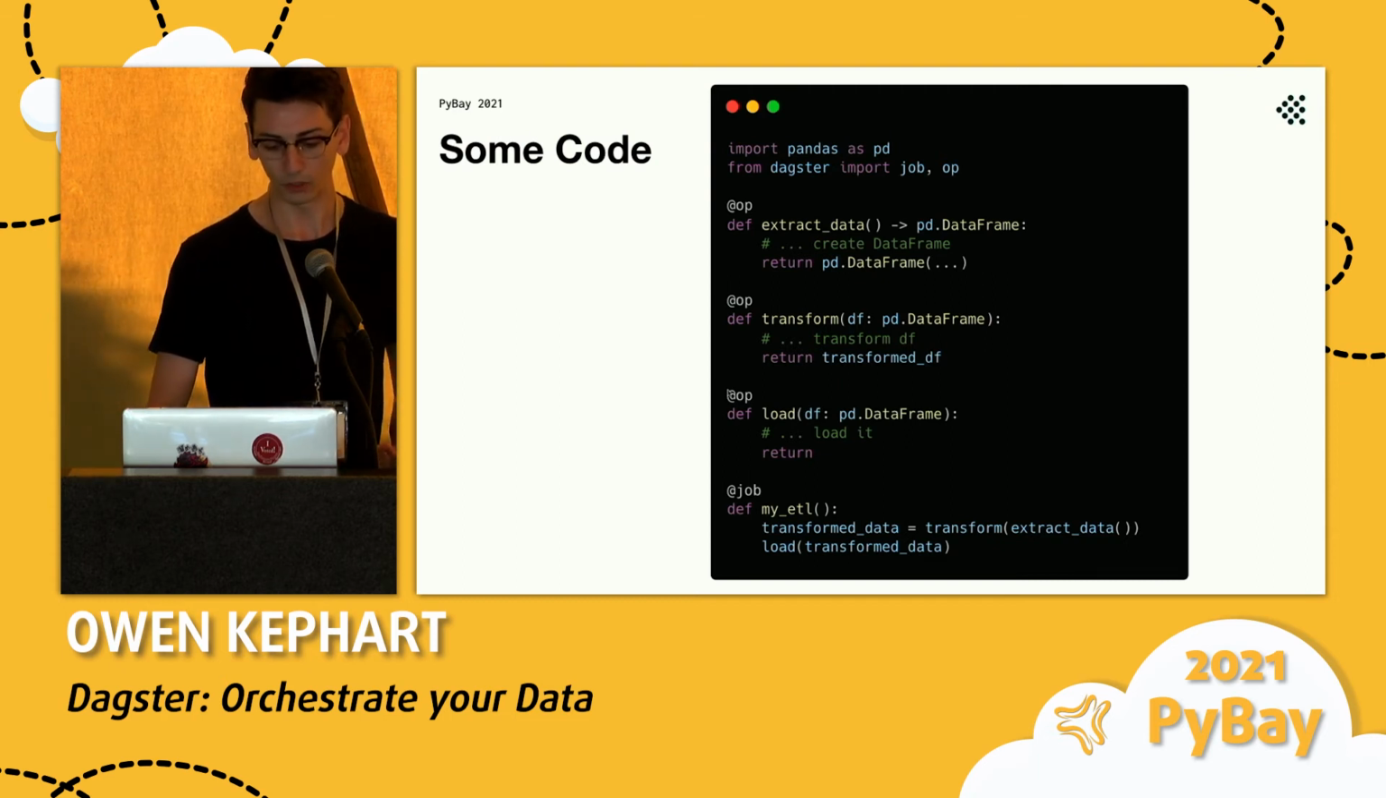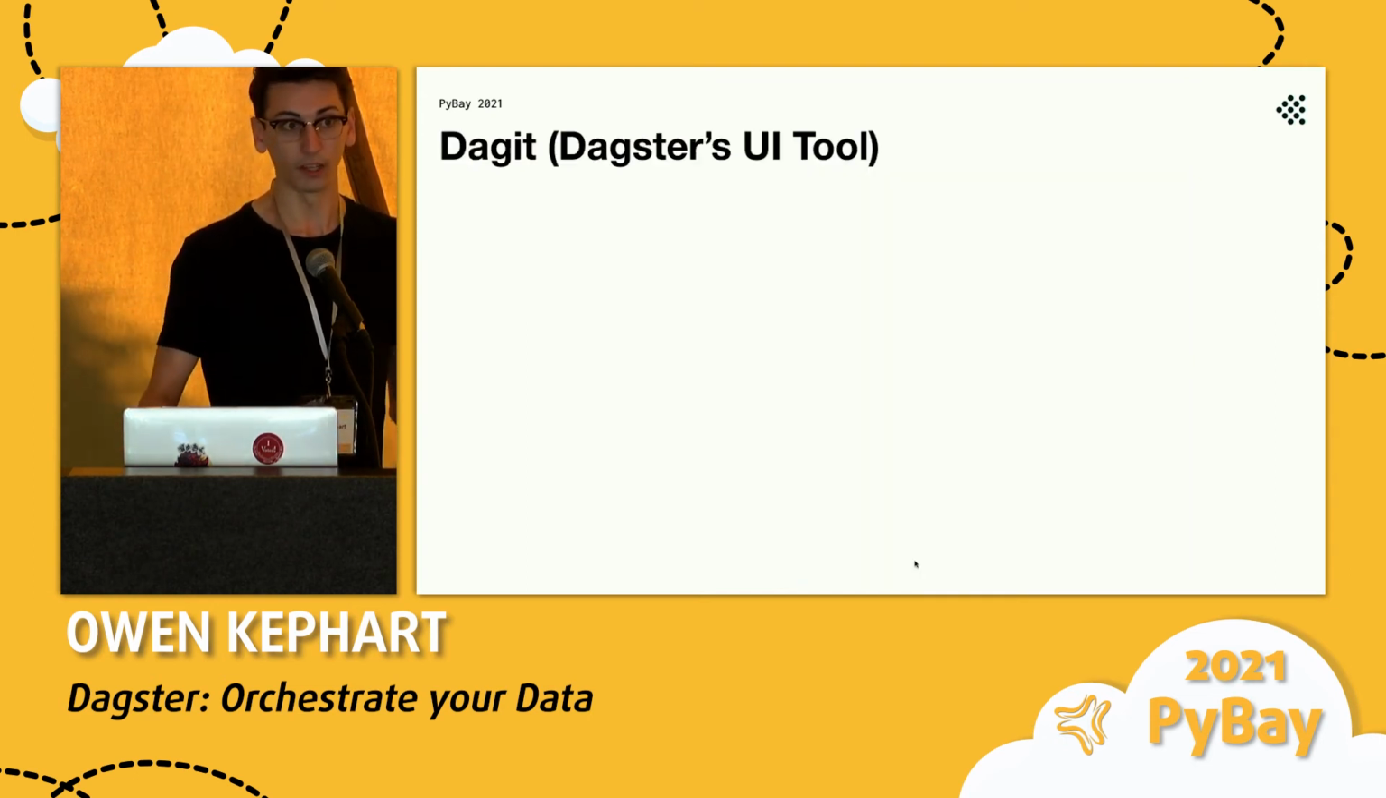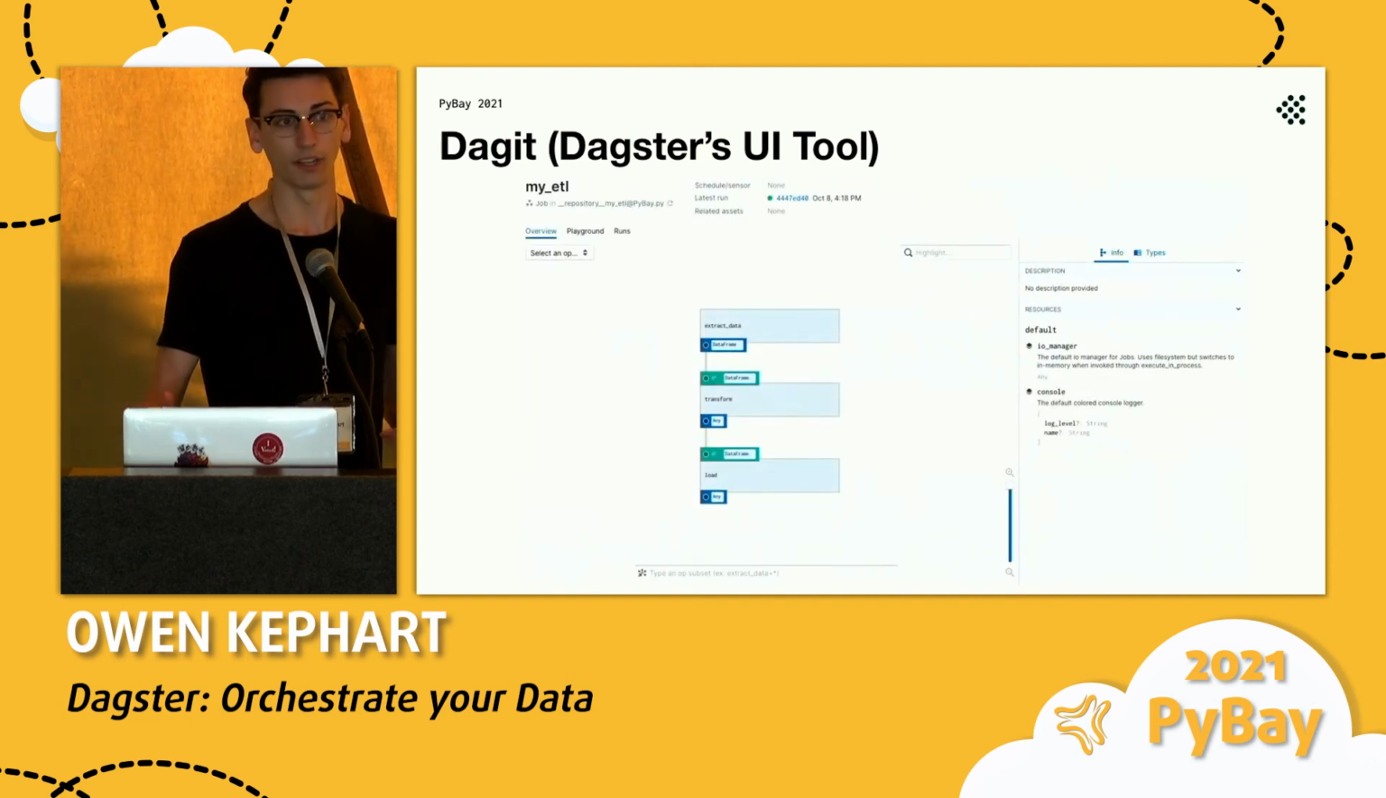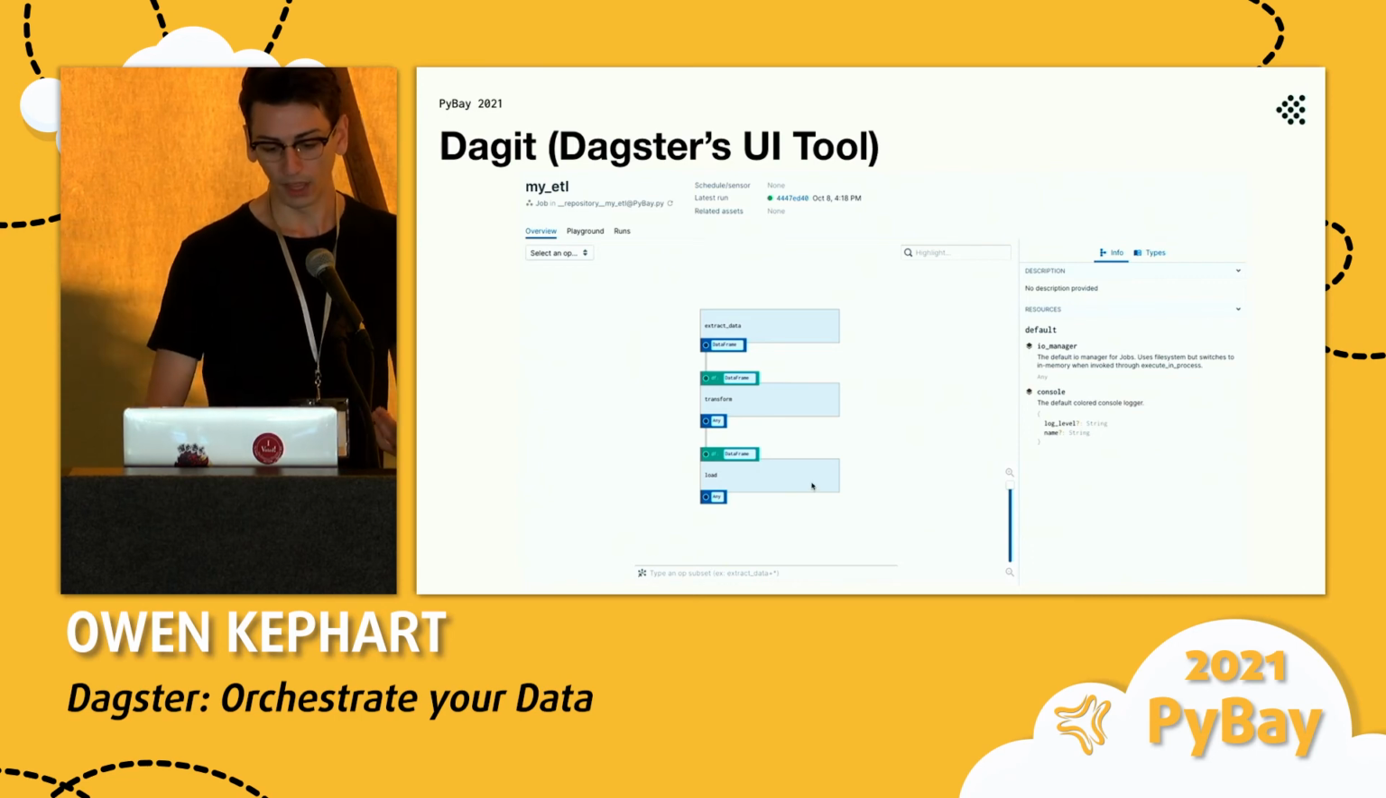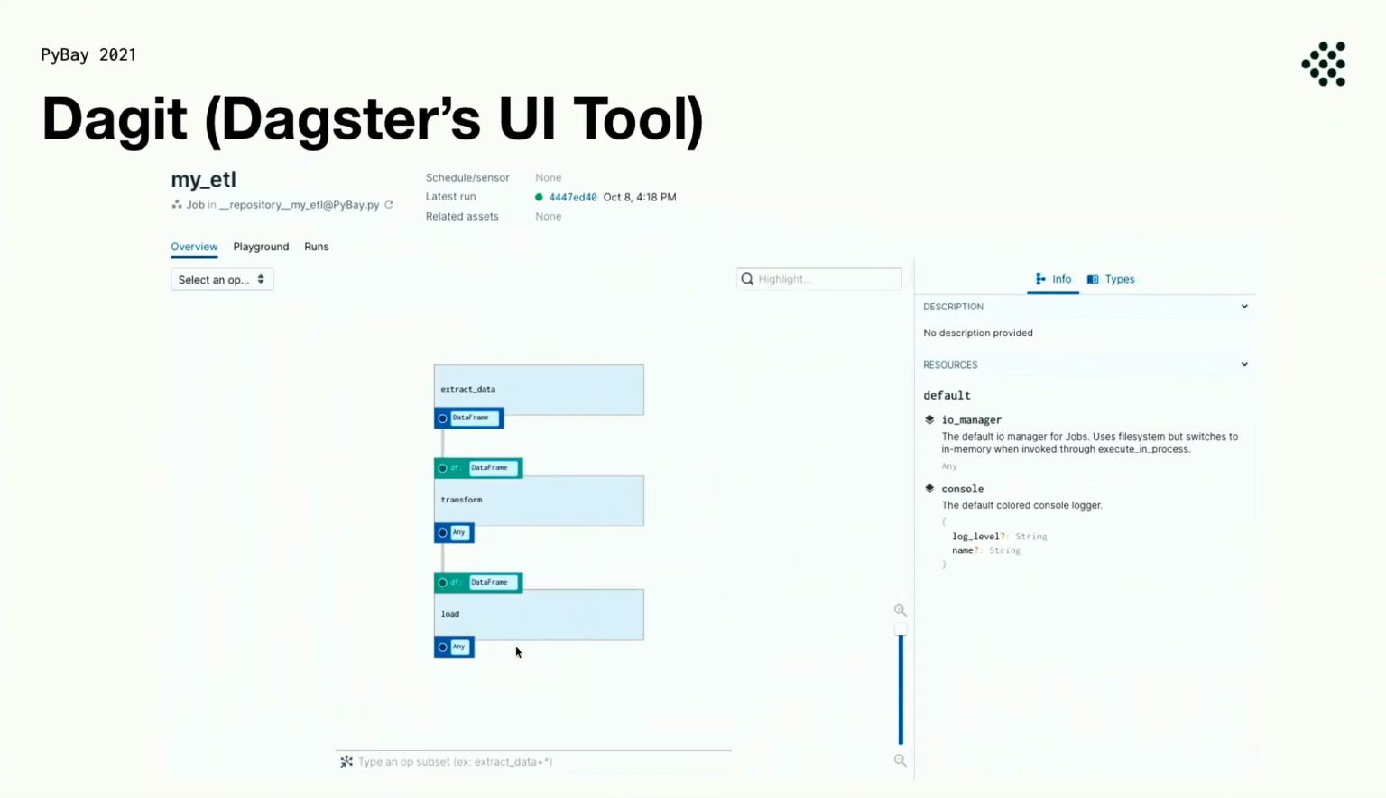And now that we've decorated them with this @op, they turn from regular Python functions into ops, and we can compose them into a job. So here we have a myETL job. We take our transform data, which is just what happens when you transform your extracted data, and then we load it somewhere. So now if we go to Dagit, which is Dagster's UI tool for visualizing these things, without even running any of this op code, just by reading the contents of the job, we already get a graphical representation of what this looks like.